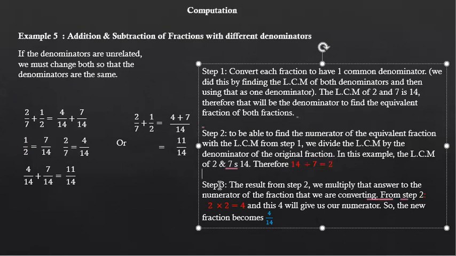right? And step 3, the results from step 2, which is the 2 we got here, we multiply that answer to the numerator of the fraction that we are converting. In this case, 2 over 7. So we're going to multiply it by 2, which gives us 4. This 4 will give us our numerator. So the new fraction becomes 4 over 14.